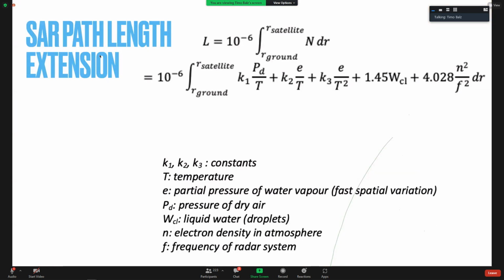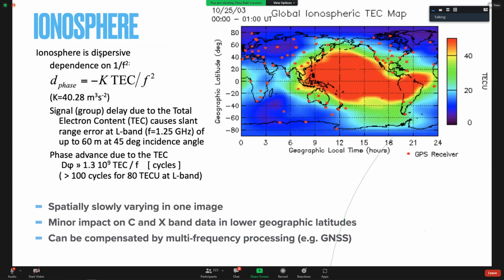I showed this slide before, just a point here. We know the values, we know what is causing the extension of the SAR path. We know that basically from GNSS, from all the research going on in the field of GNSS. The delay is the same. So if we had all the values, we could calculate it. Again, the problem is that we do not have them in the spatial temporal resolution that we would need. Right.